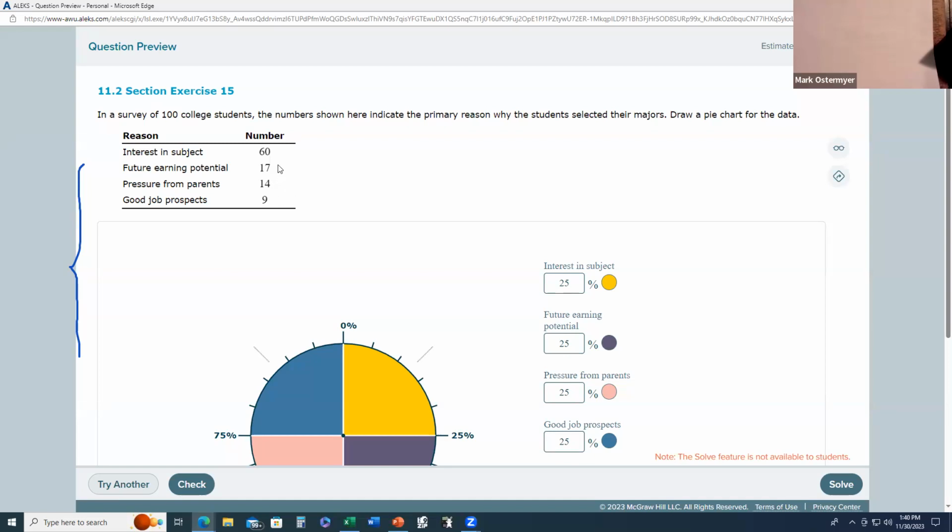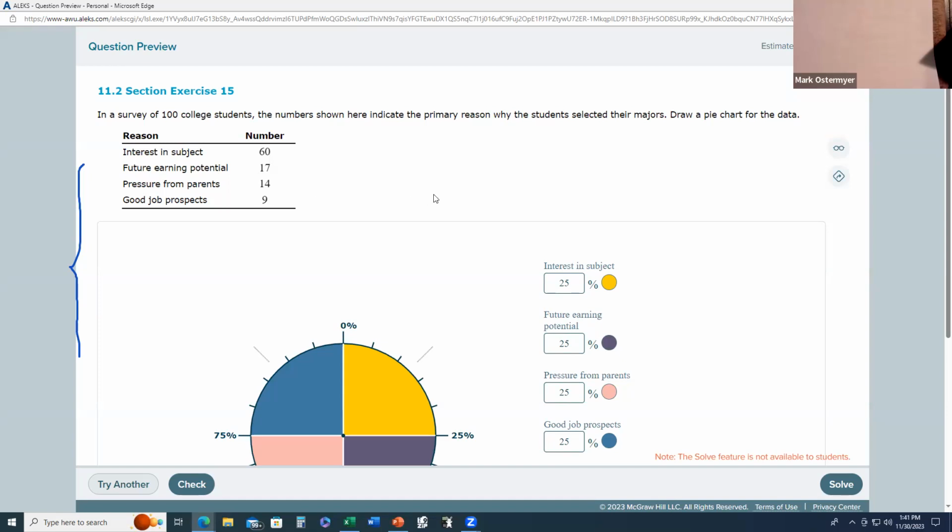Of 100 students surveyed, 60 said that it was out of interest that they selected their major. And that's good to see, because I always tell students, always start with your interest as far as what career you want to lean towards. That's critical. If you're not interested in something, then your job's going to be drudgery every day. That'd be awful. So always start with your interest and see if you can turn it into a career. Future earning potential was a fairly big one, but interest is the biggest. Pressure from parents, and good job prospects.